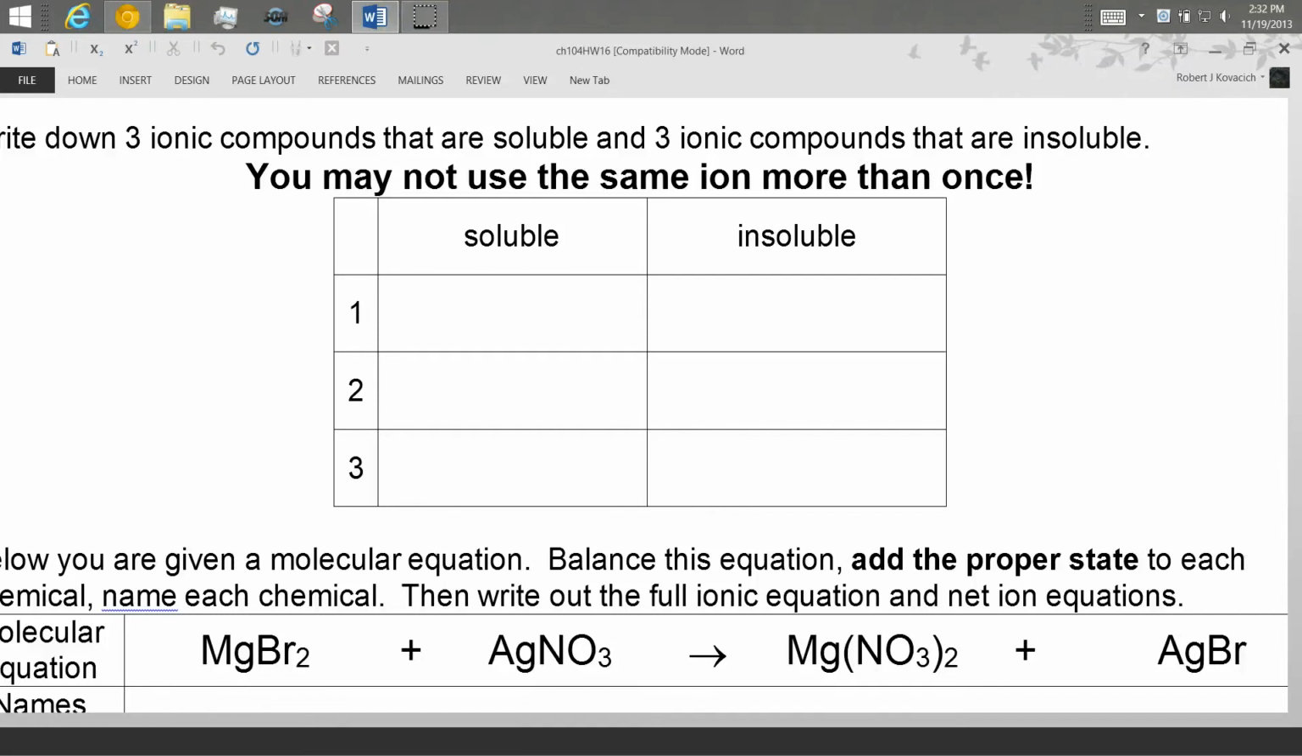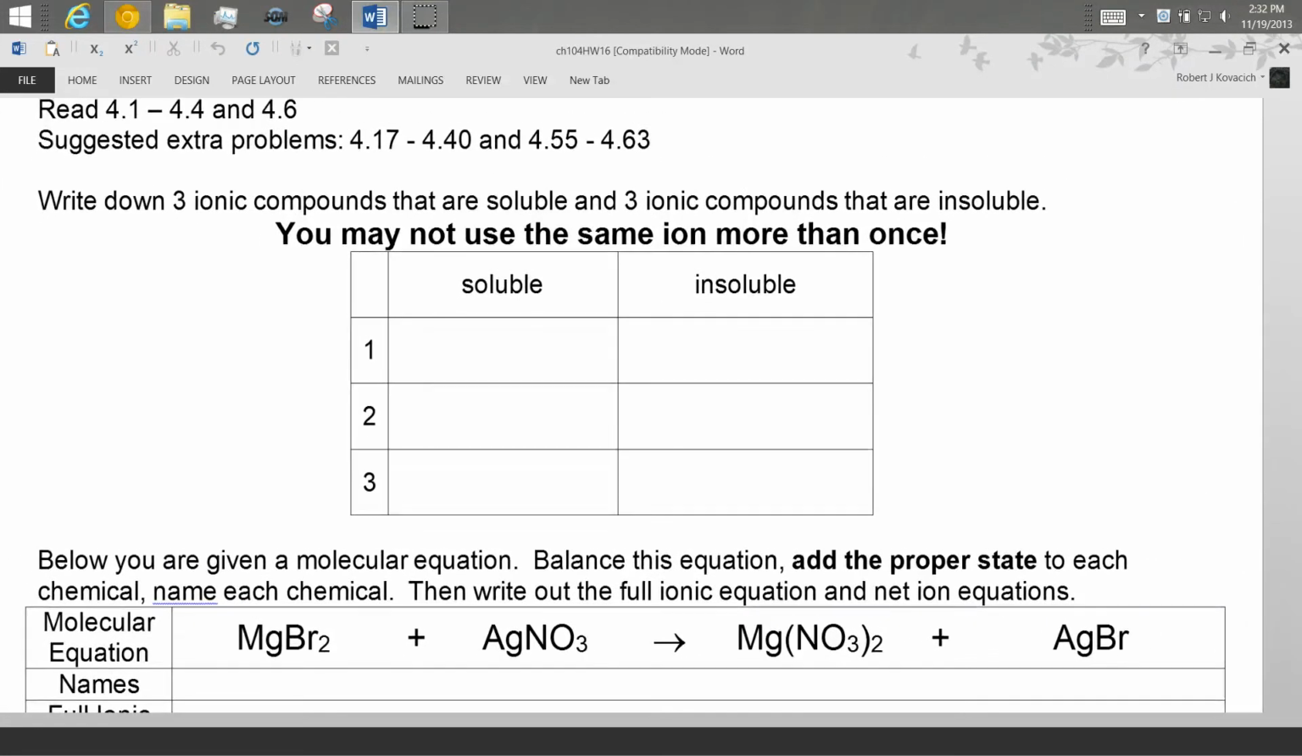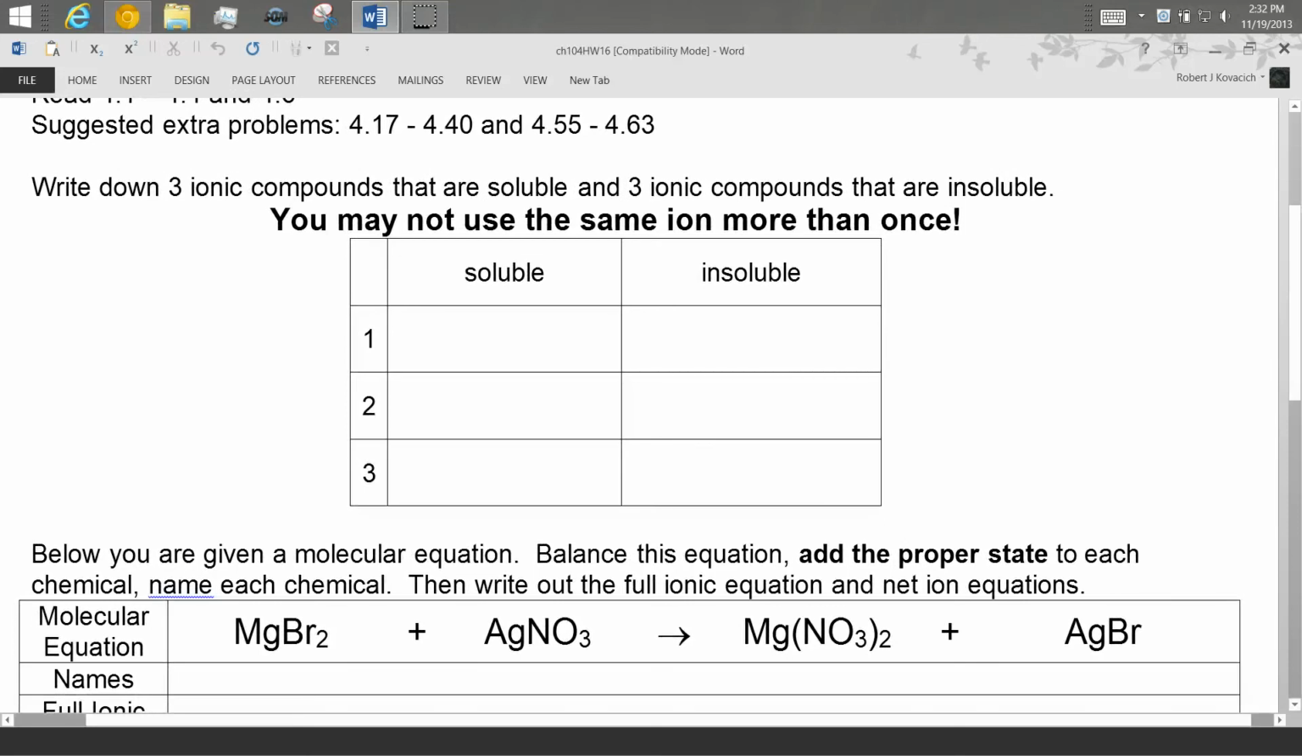Alrighty, let's go ahead and get this homework taken care of. So 3 ionic compounds, soluble, 3 ionic compounds not soluble. So no, you can't use the ion more than one time. So somebody give me a soluble ionic compound.